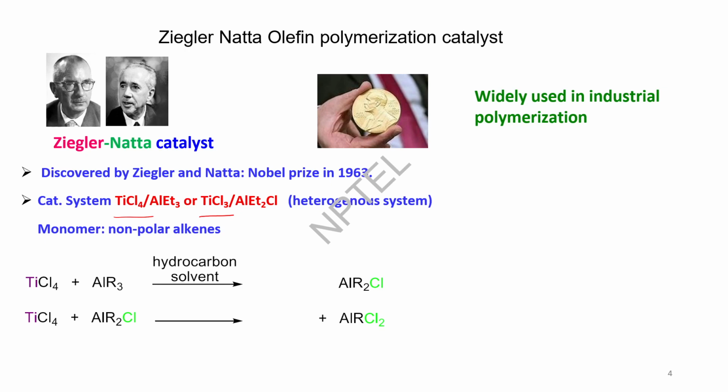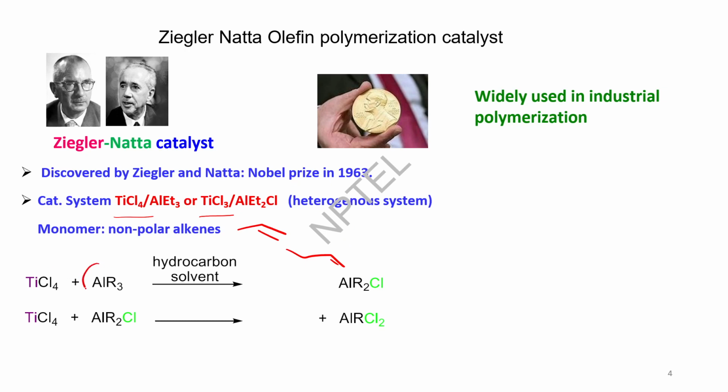And let's discuss that. So, this is obviously a Nobel winning catalyst by these two professors, Ziegler and Natta. They got this Nobel Prize in 1963 for the contribution, and this catalyst combination is mainly TiCl4 with AlEt3 and TiCl3 with AlEt3. This one by Natta, this one by Ziegler. The monomers are non-polar alkenes, for polyethylenes, polypropylenes, this kind of thing.